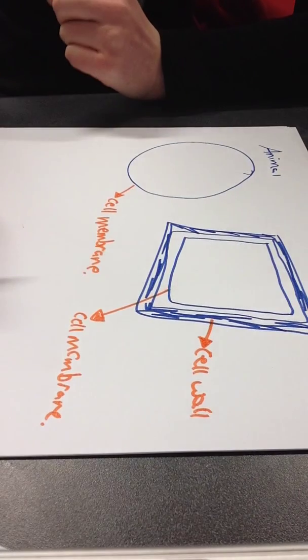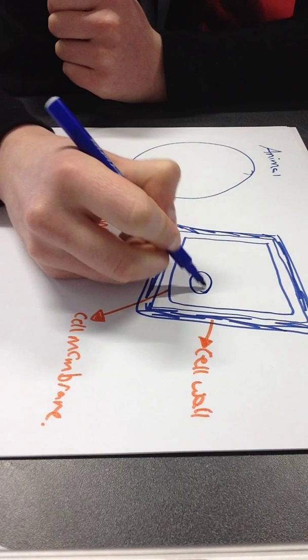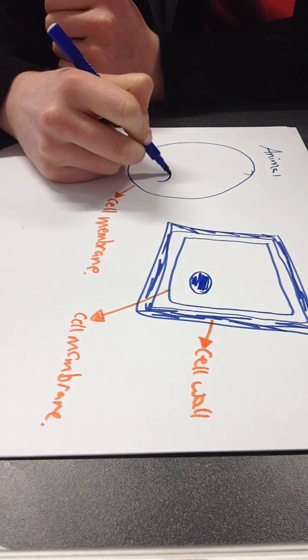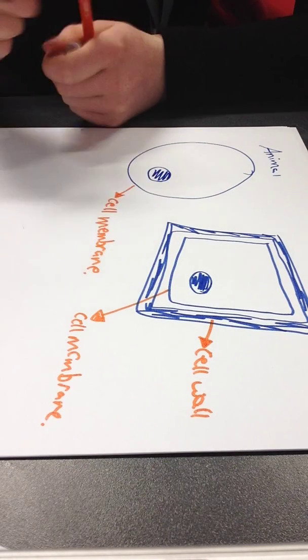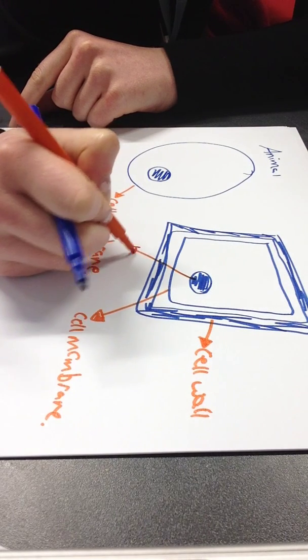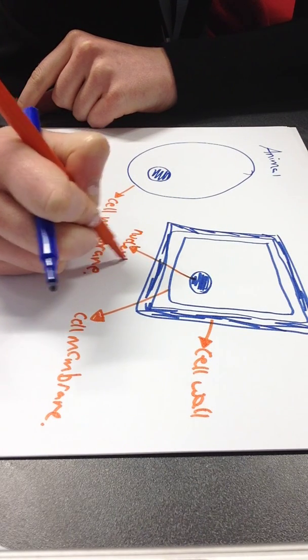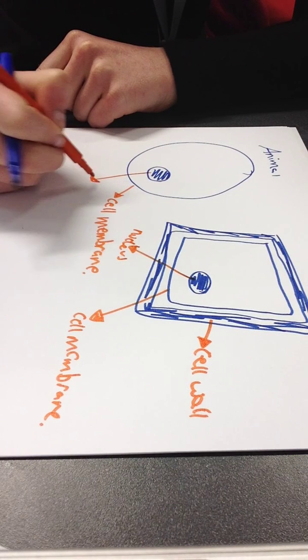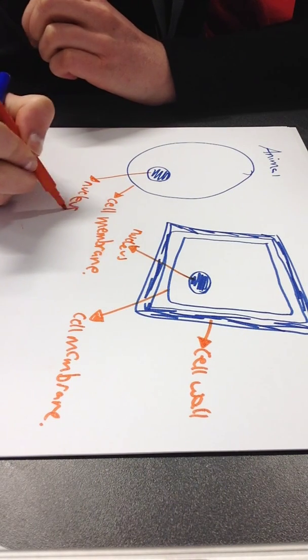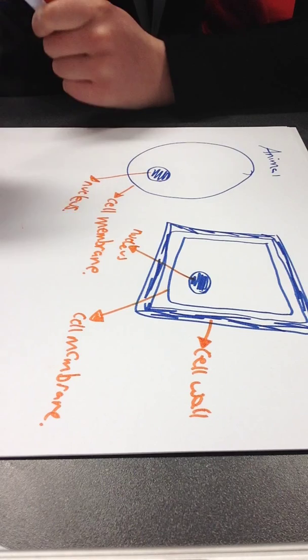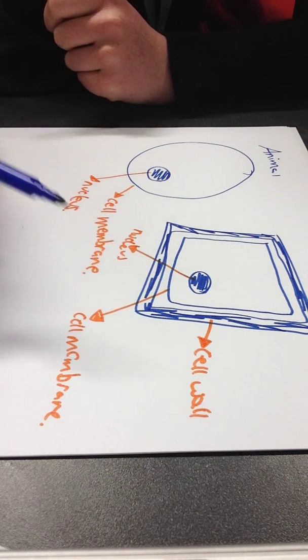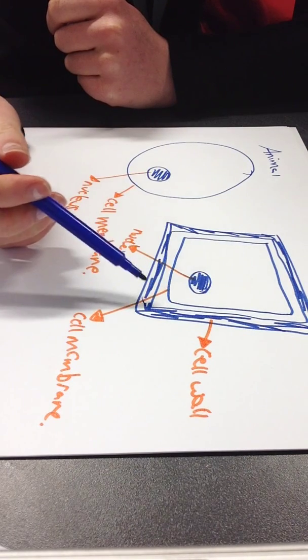Now, because we know that it's a eukaryote, we know that both of them are going to have a true nucleus. So I'm going to draw that in there. Both of them will have a nucleus. So we can label that nucleus, and we'll label that one there a nucleus as well. We remember that the nucleus is where all the DNA is stored, and the cell wall is here for protection.